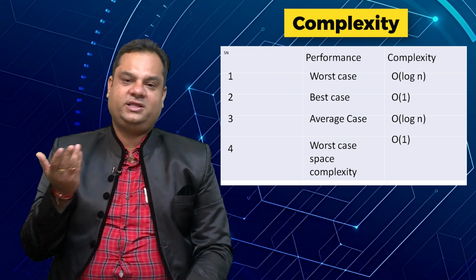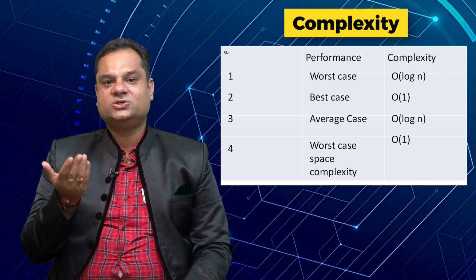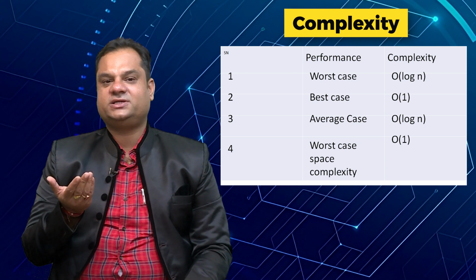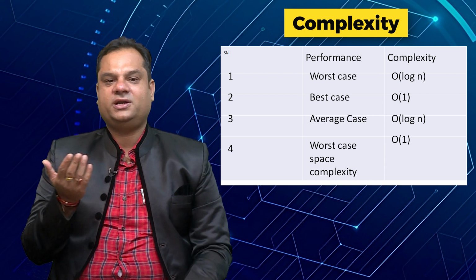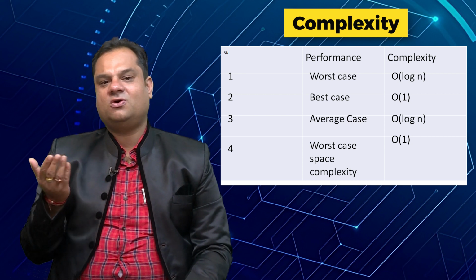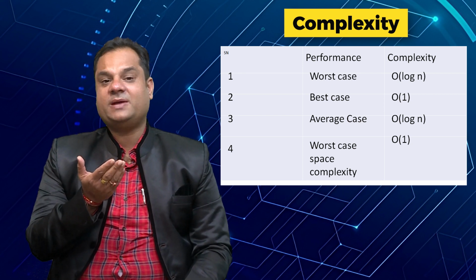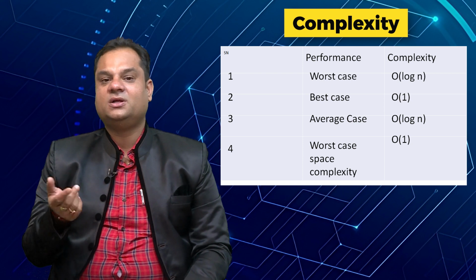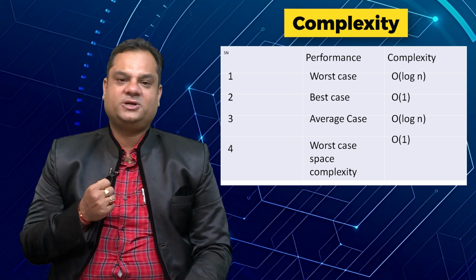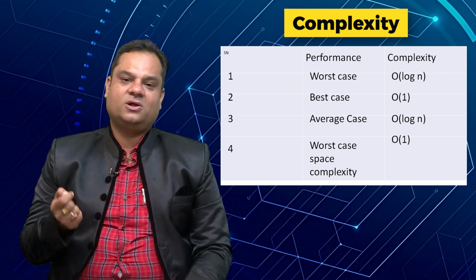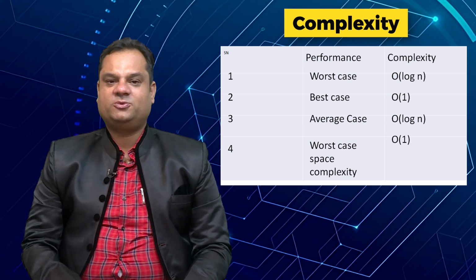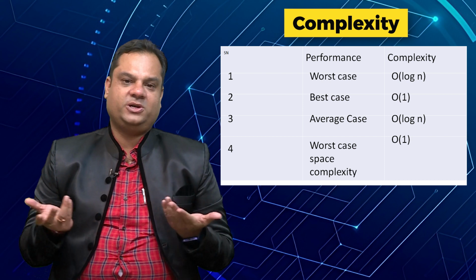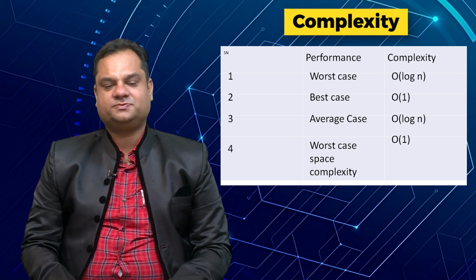We can calculate the complexity by performance. There are three kinds of performance: the worst case, best case and average case of the time complexity. The worst case complexity is O of log n. The average case complexity is O of log n, but the best case time complexity is O of 1. Talking about the space complexity, in all cases it is O of 1, because no auxiliary storage is required for the binary search algorithm.